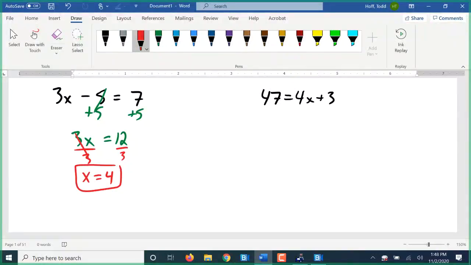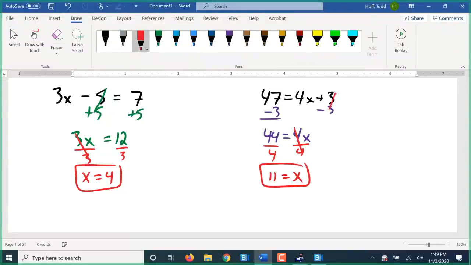Second one over here, you need to subtract 3 first. We have 44 equals 4x. Then we'll divide by 4. Get 11 equals x. Any questions on those?